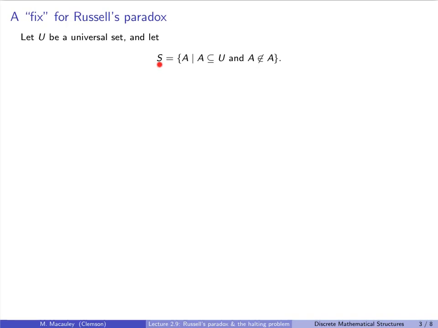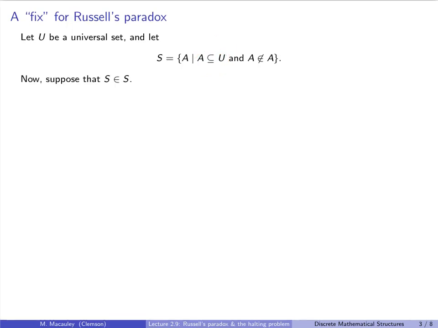So S is going to be the set of all things A, sets A, that are contained in U and do not contain themselves. Recall what we had before. Before, instead of this condition A being in the universal set, we said A is a set, and A does not contain itself. Now we're making one slight change. We're dropping the requirement that A is a set and just saying that A lives in our universe.